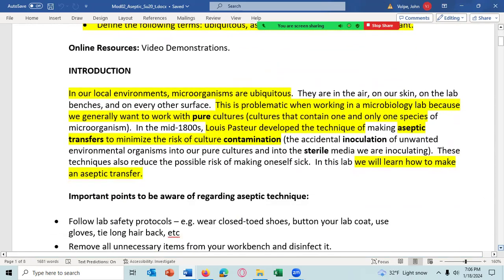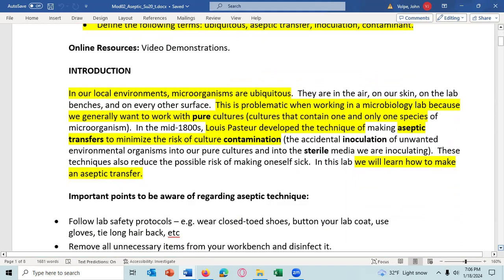In our local environment, microorganisms are ubiquitous, meaning they are essentially everywhere. This is a problem in the microbiology lab because we generally want to work with a pure culture, a culture that contains one and only one species.